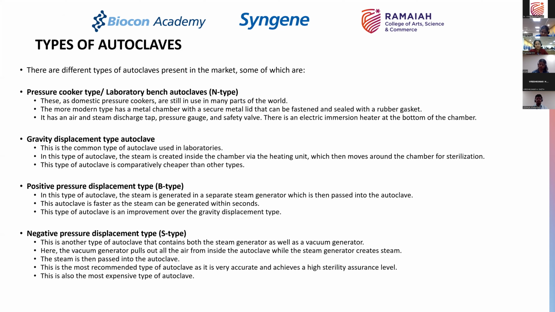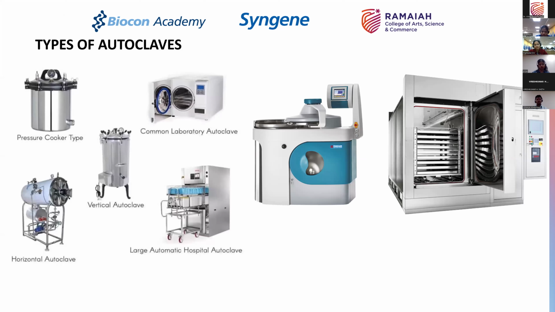In this type, the steam is generated in a separate steam generator. So you have a separate boiler in which the steam gets generated, which is then passed into the autoclave. The autoclave is faster as the steam can be generated within seconds. And this type of autoclave is an improvement over the gravity displacement autoclave. So some of the autoclaves which are used even in the hospitals, for example, in a horizontal autoclave which we show here as a picture, the steam is generated outside. There is no vacuum system attached to this. It's just based on a positive displacement, but the steam there is generated externally.